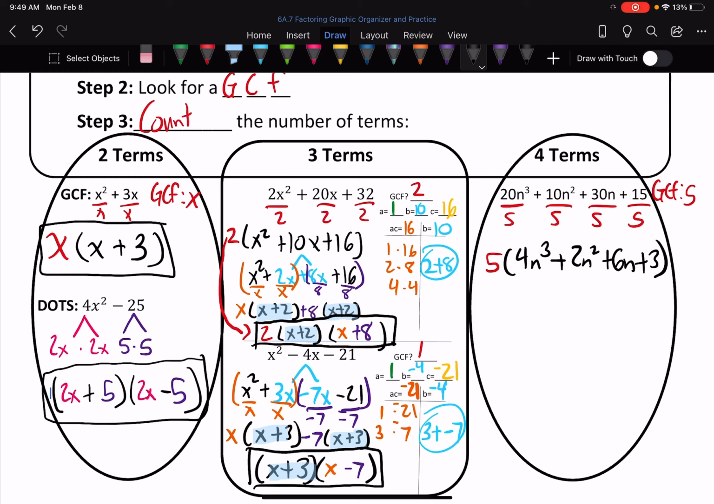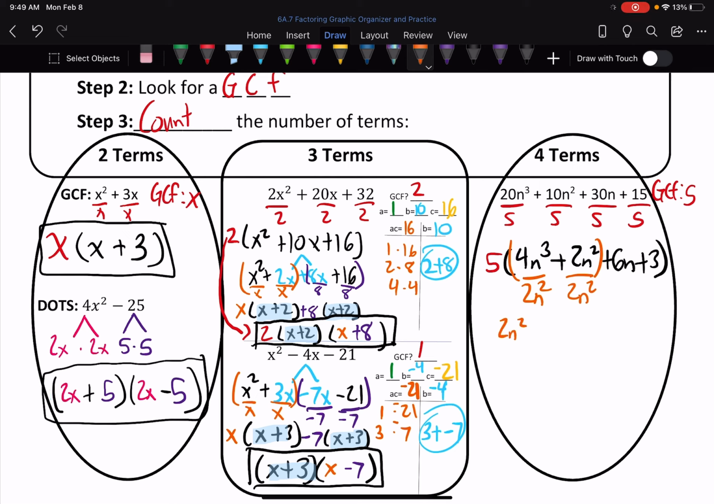Now that I have a 4-term polynomial, I can factor by grouping. So I group the first two. I've got 4n cubed plus 2n squared. From both of these, I can factor out a 2, and I can factor out an n squared. I look at their variables, look at the exponents on the variables, and I look to see which one has the lowest exponent value. So in this case, it's an n squared. That means I can at least take an n squared out of both terms.